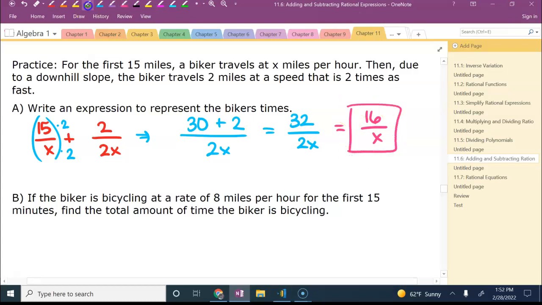The follow-up question here is that if we know that they were traveling at a rate of 8 miles per hour for those first 15 minutes, let's figure out the total time. So that 8 is going to go in for your x. So you're going to take 16 divided by 8, which would be 2. So this person has been traveling for 2 hours.